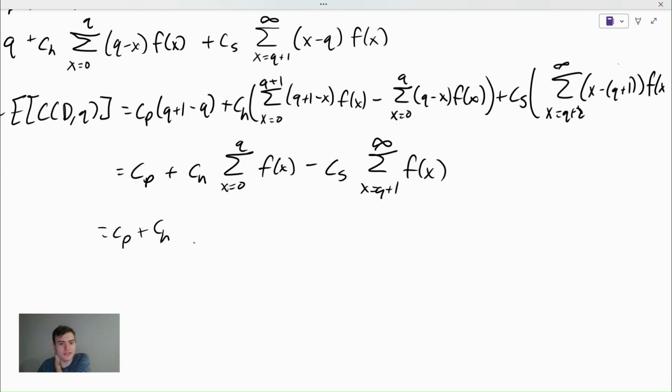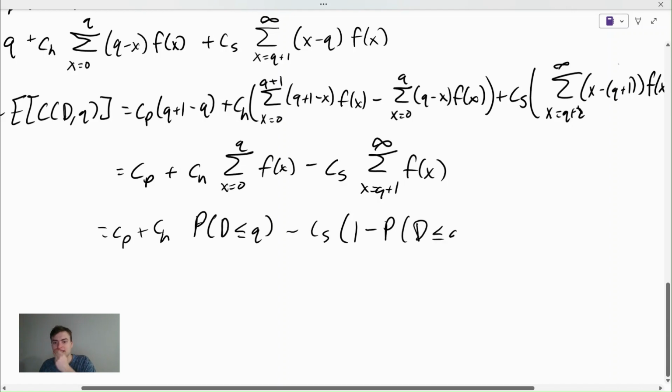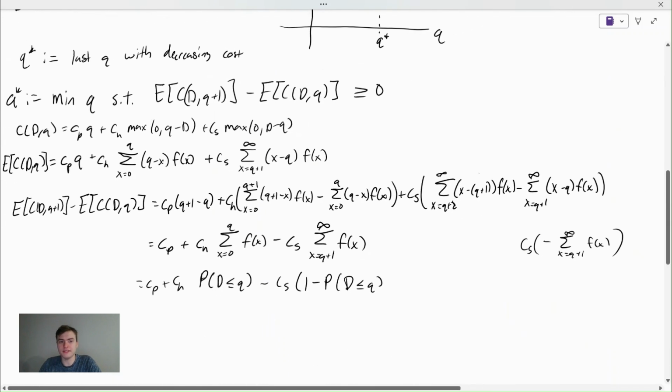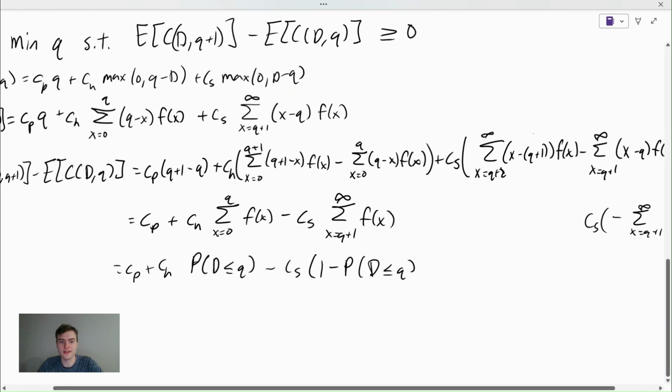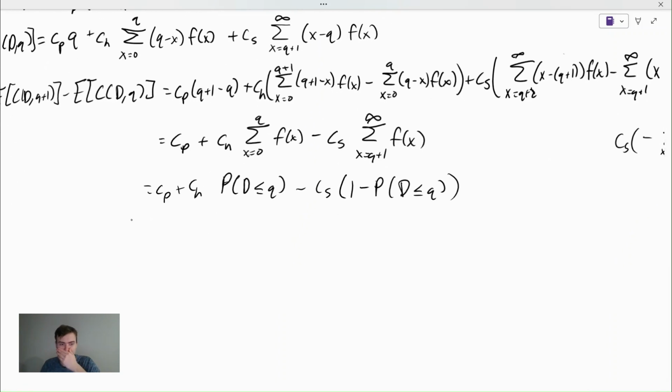Yeah, so this is, we're summing over the PMF the values less than q, so that's the probability d is less than or equal to q. Well, I mean, we're also plugging in q, right? So probability d less than or equal to q. And then minus cs, this is 1 minus that probability, or the probability D is greater than Q, but let's leave it as 1 minus probability D less than or equal to Q. And then what were we doing with this expression? We were setting it greater than or equal to 0. So now let's set this greater than or equal to 0 and simplify.